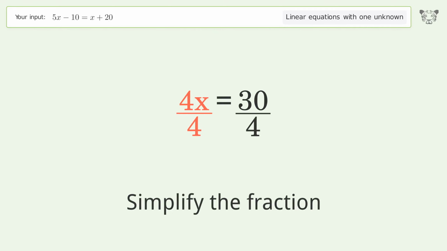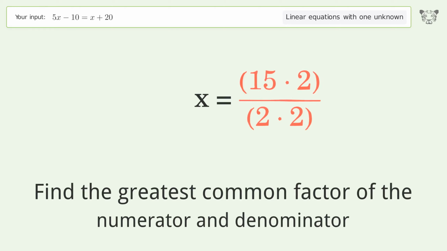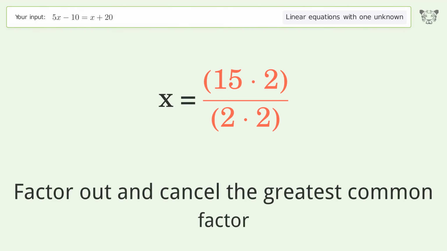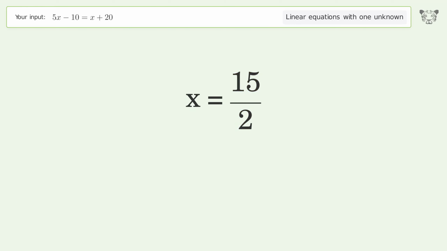Simplify the fraction. Find the greatest common factor of the numerator and denominator. Factor out and cancel the greatest common factor. And so the final result is x equals 15 over 2.